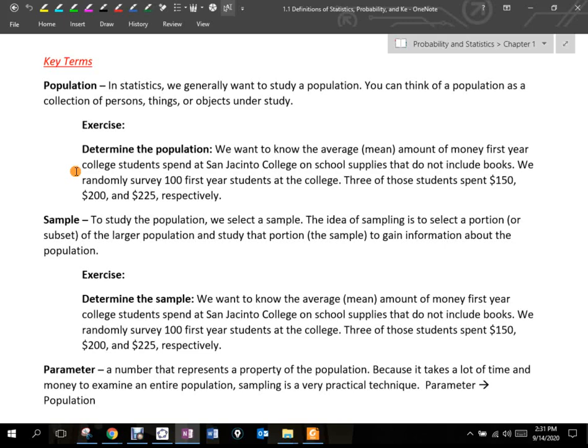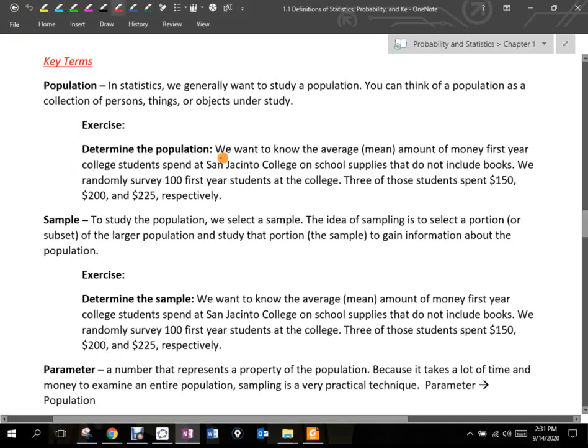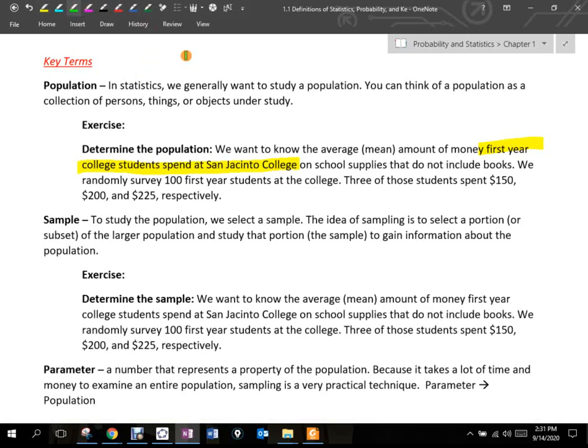Okay. So is that a group of people? First-year college students at this college, right? So there is one group of people. Let me highlight that. So first-year college students at that college. It says we randomly survey 100 first-year students at the college. Is that another group of people?